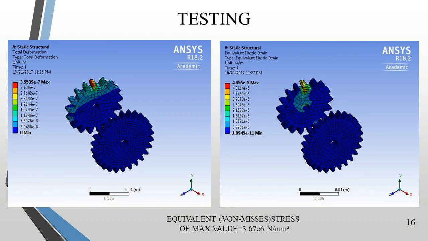Now testing. We have done testing on the axis of the gear and pinion in von Mises stress analysis, stress strain analysis, also the toothed lever. The figures are shown of the gears and pinion. In figure 1, the blue indicates the minimum deformation, and the red portion indicates the maximum deformation on the gear and pinion. In figure B, static structural, which is equivalent elastic strain, the green portion indicates minimum strain and the red portion indicates the maximum strain.